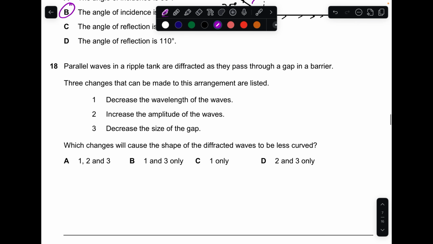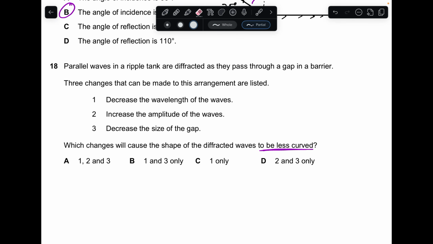Question 18. Plane waves in a ripple tank are diffracted as they pass through a gap in a barrier. Three changes that can be made to this arrangement are listed. Okay, which change will cause the shape of the diffracted wave to be less curved? Less curved means less diffraction.